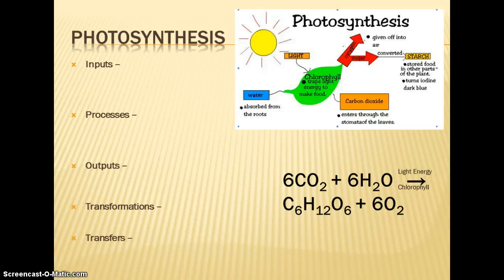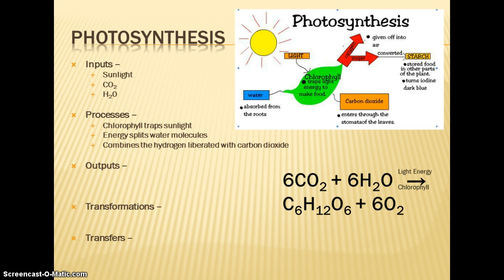All right, so when we look at our different processes, it's important that we know what the inputs are, what the outputs are, what process takes place in the middle, and then any transfers and transformations. So these are all terms that we use when we talked about systems. So let's look at this in terms of photosynthesis. Photosynthesis, our inputs are sunlight, carbon dioxide, and water.